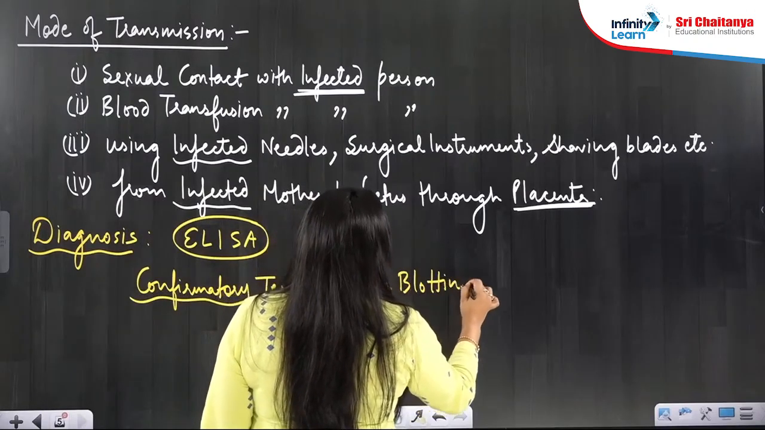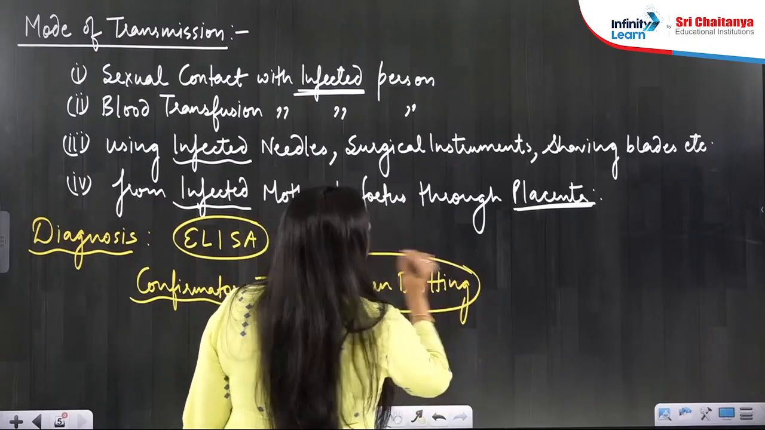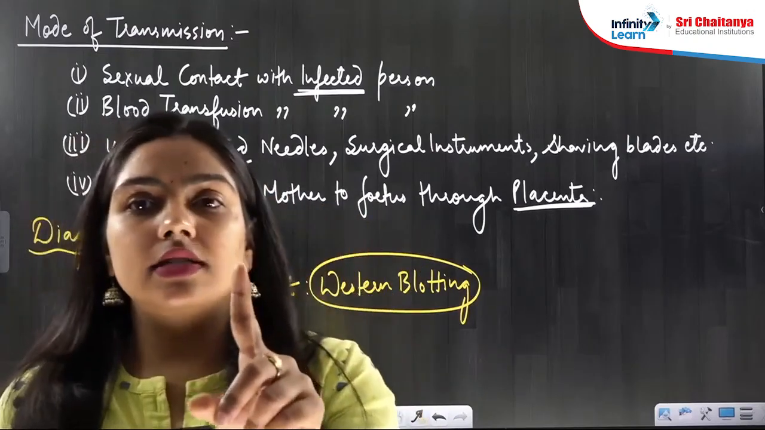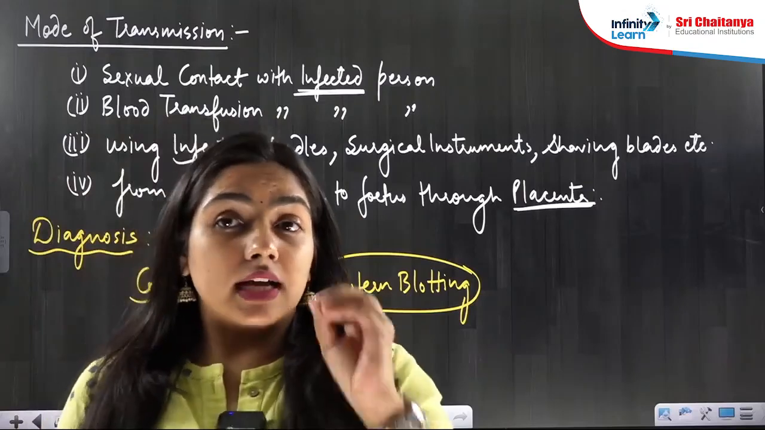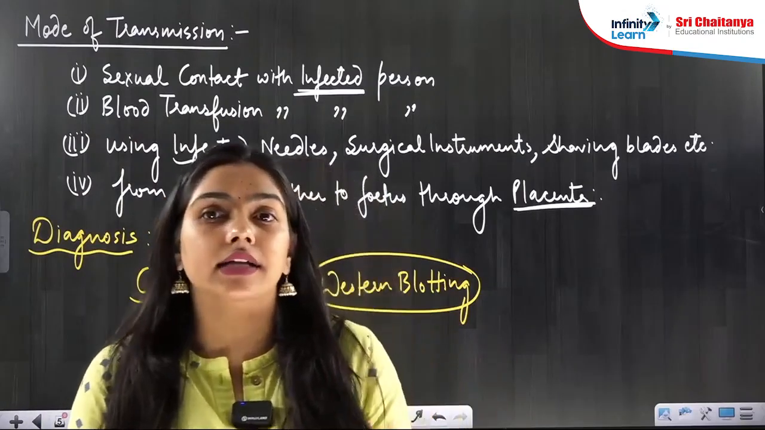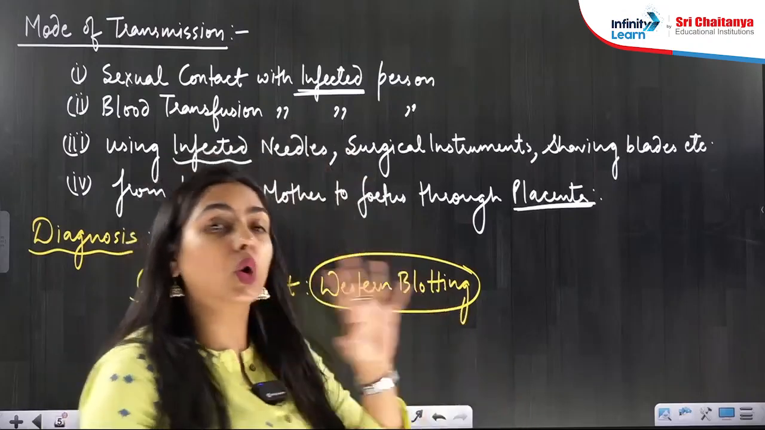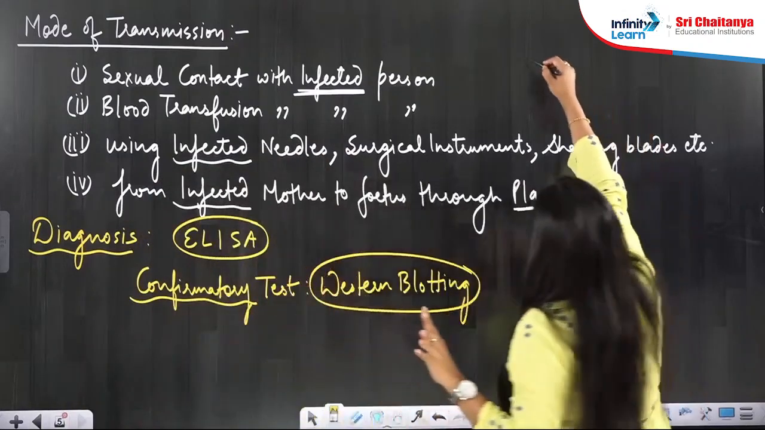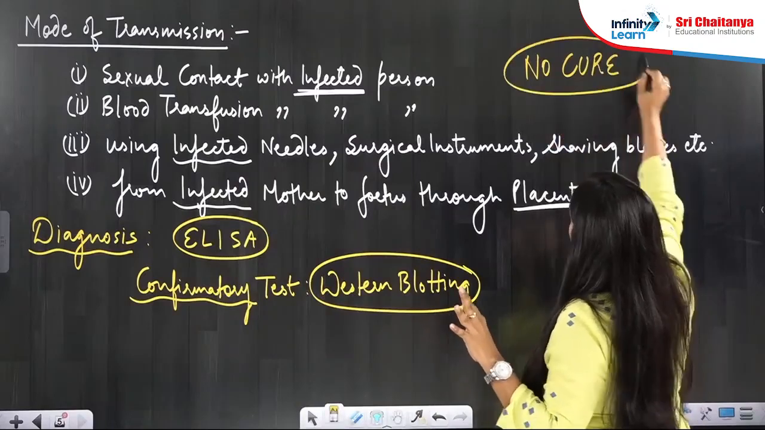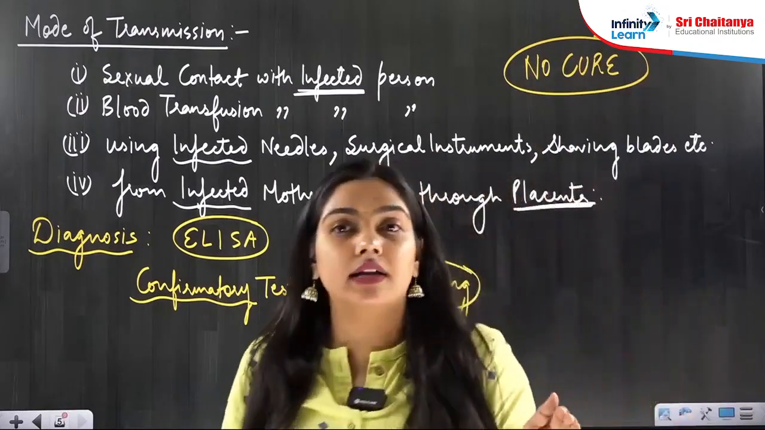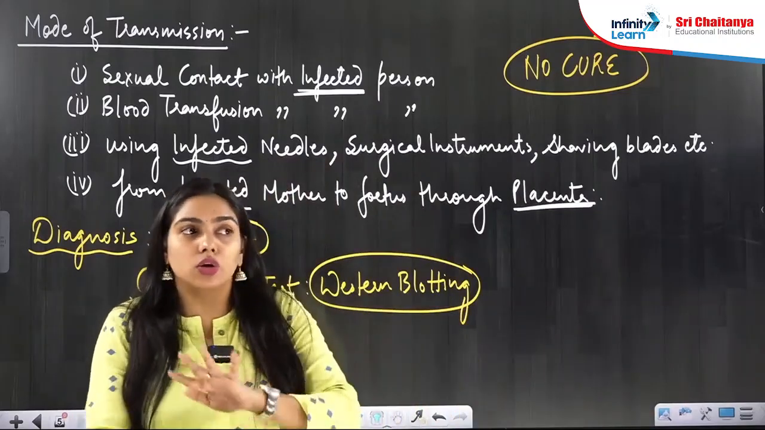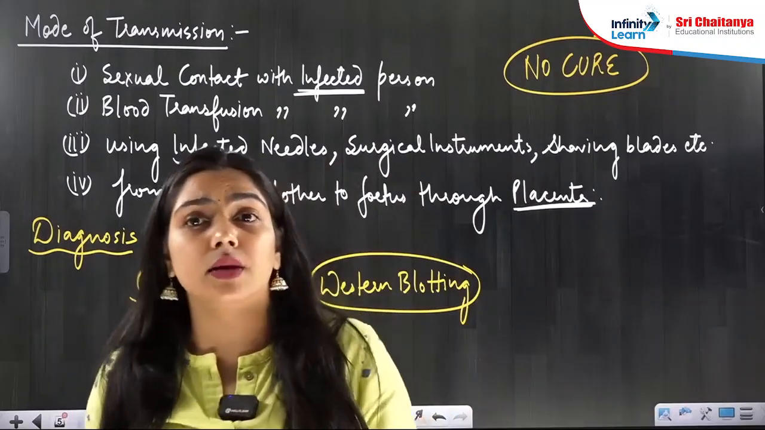Remember these two. What is the diagnostic test? ELISA. What is the confirmatory test? Western blotting. I hope it is clear to everyone. Now, no treatment possible, no cure. So, prevention is better than cure. No cure. Death is inevitable.